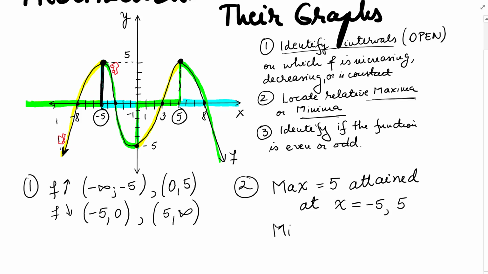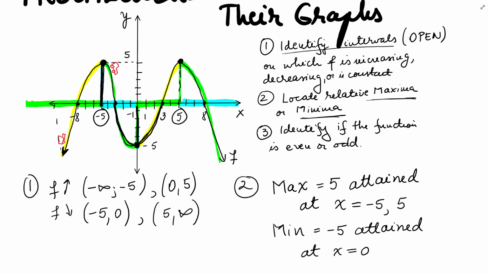Now minimum, so I can see a valley here. This would be the valley. So the minimum would be here. Now what is the value of that minimum? How big is this? Well, the minimum is -5, and it's attained at x equals 0.